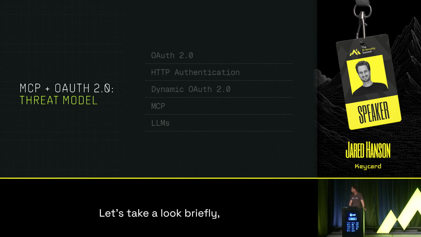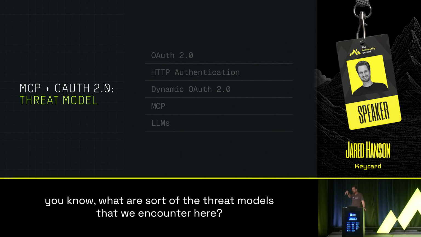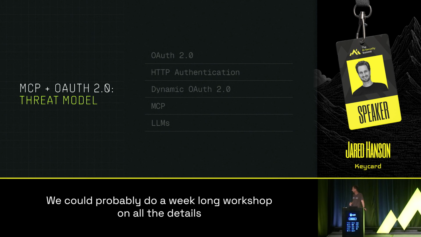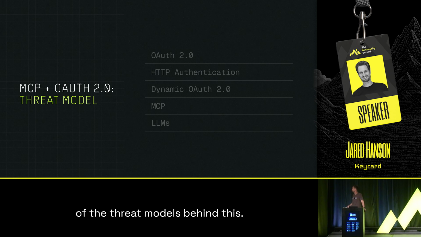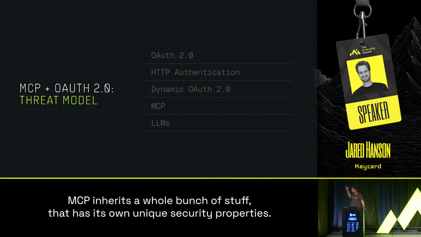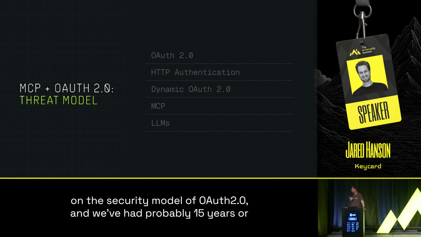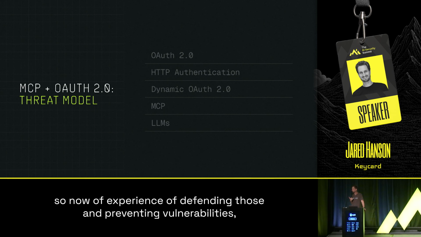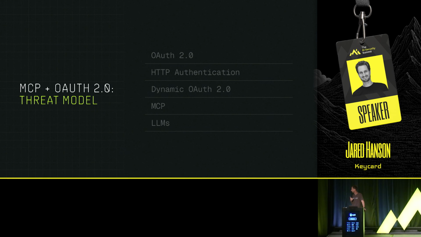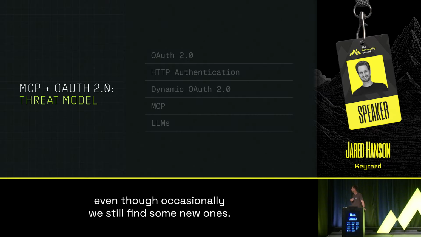Let's take a look briefly at what the threat models are that we encounter here. We could probably do a week-long workshop on all the details of the threat models behind this, so I'm just giving a preview of this. MCP inherits a whole bunch of stuff that has its own unique security properties. Starting with OAuth 2, there's whole books written on the security model of OAuth 2, and we've had probably 15 years or so now of experience of defending those and preventing vulnerabilities, even though occasionally we still find some new ones.